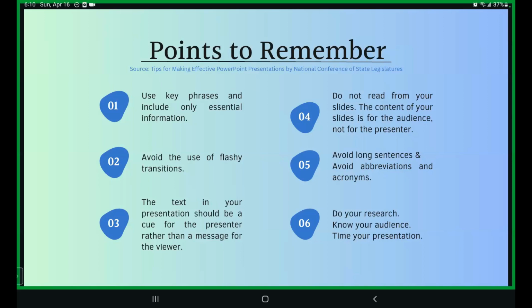Avoiding abbreviations and acronyms is also another important point. Abbreviations and acronyms might not always be common knowledge and might just slide over the heads of your audience. Using full words and making sure that you clearly deliver your content is an important part of giving presentations. And lastly, do your research, know your audience, and time your presentation.